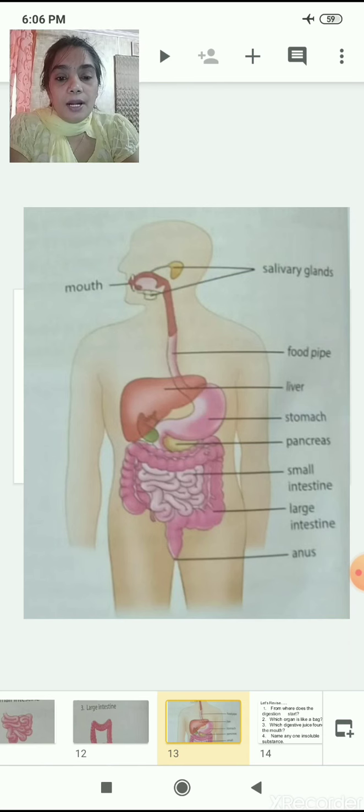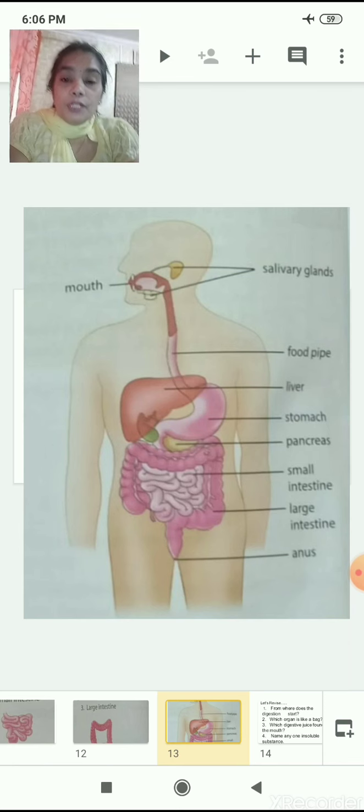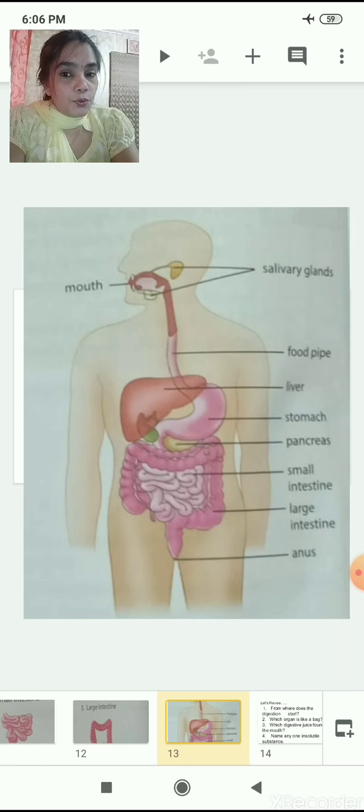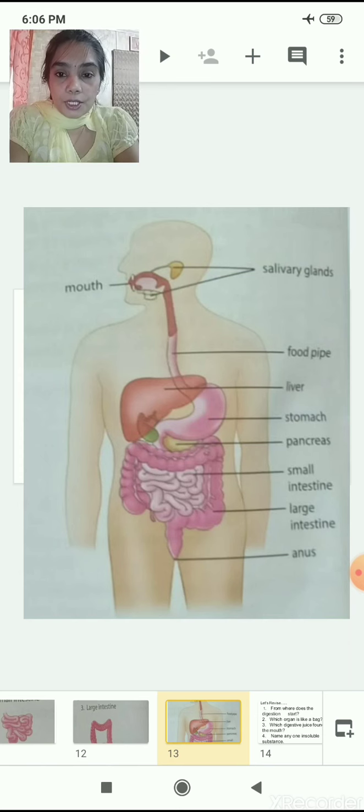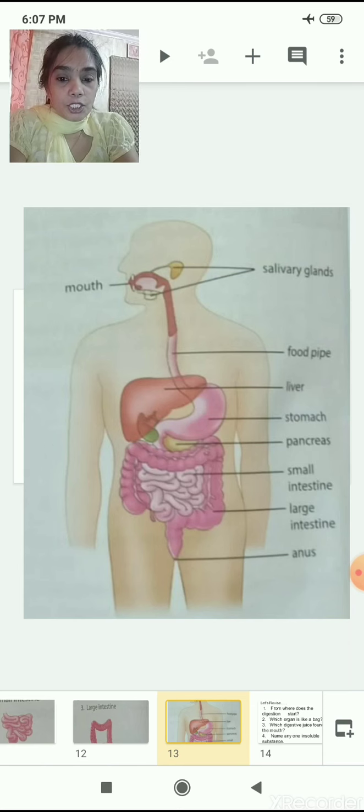In the stomach our food lands, and some juices are secreted there by the liver and pancreas, and the digested food is then passed to the small intestine. In the small intestine, all the nutrients are carried all over the body through the blood, and the remaining undigested food is passed into the large intestine. In the large intestine the water is absorbed, and the remaining solid waste is excreted from our body through the opening called the anus. I hope you understood the digestion process, children.